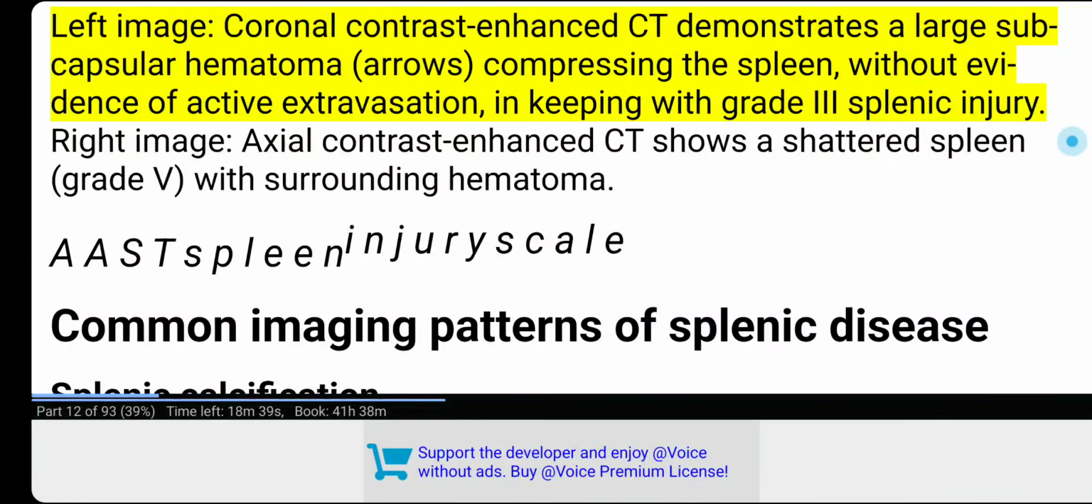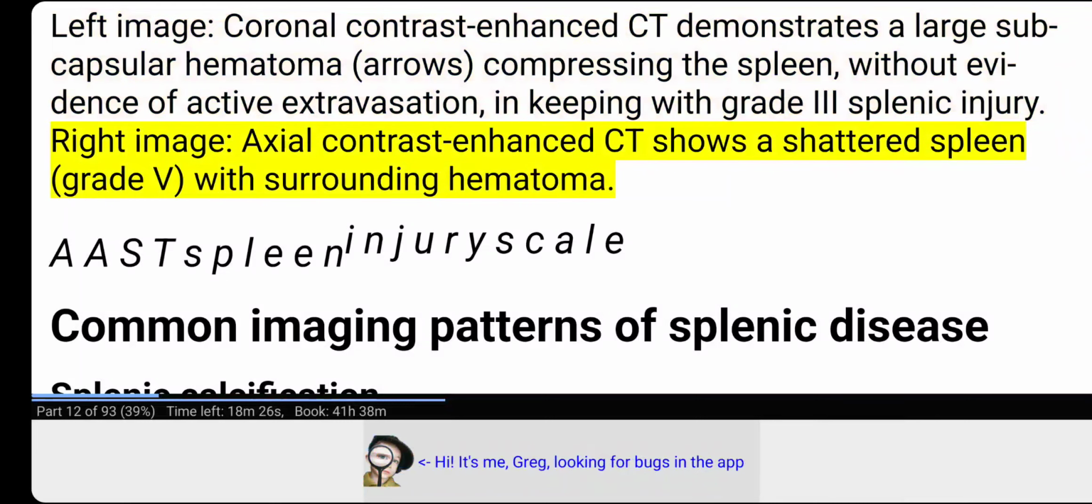Left image. Coronal contrast enhanced CT demonstrates a large subcapsular hematoma, arrows, compressing the spleen, without evidence of active extravasation, in keeping with grade 3 splenic injury. Right image. Axial contrast enhanced CT shows a shattered spleen, grade 5, with surrounding hematoma.